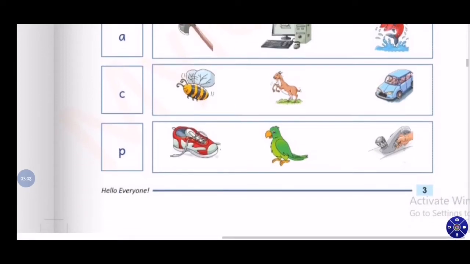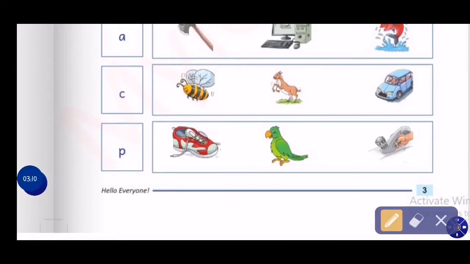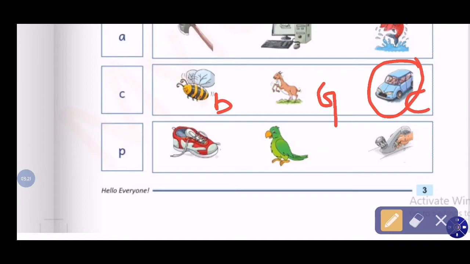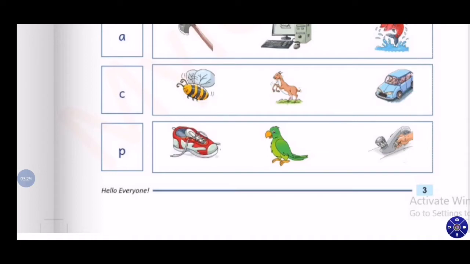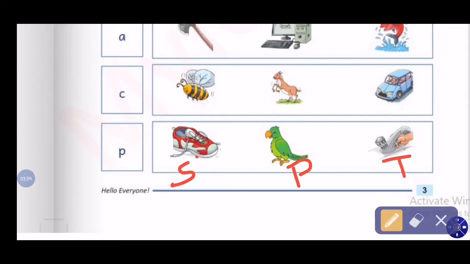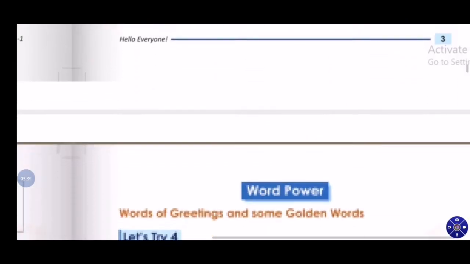In next exercise, C. So first picture is of B. B for bee, G for goat and C for car. So the right answer is C for car. In next picture there are 3 pictures. So first picture is S for shoes, P for parrot, T for tap. So the correct answer is P for parrot.